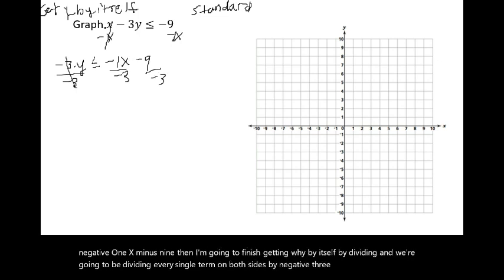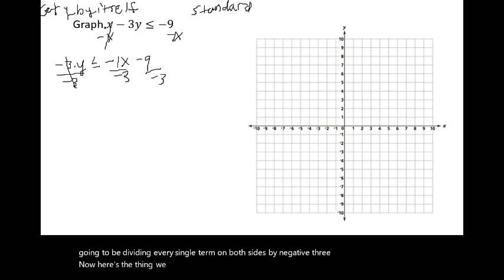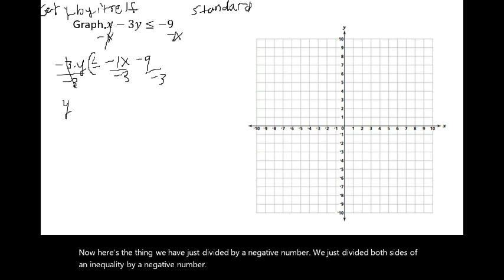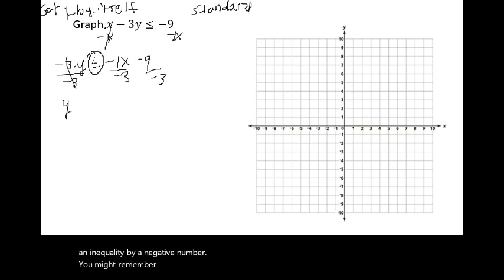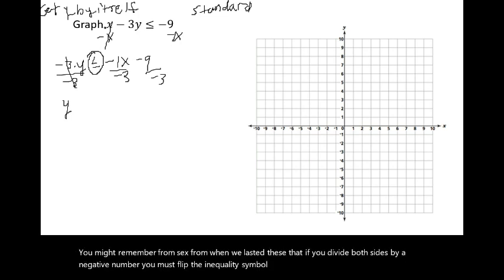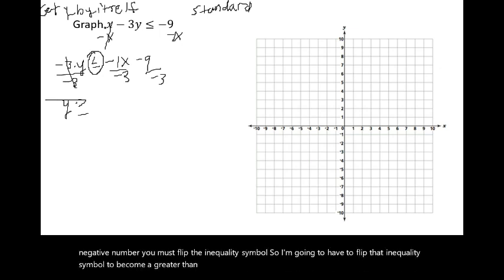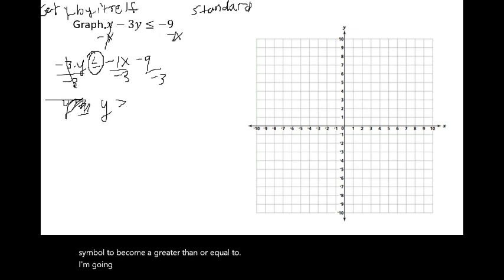Now here's the thing. We have just divided both sides of an inequality by a negative number. You might remember from when we last did these that if you divide both sides by a negative number, you must flip the inequality symbol. So I'm going to flip that inequality symbol to become a greater than or equal to.